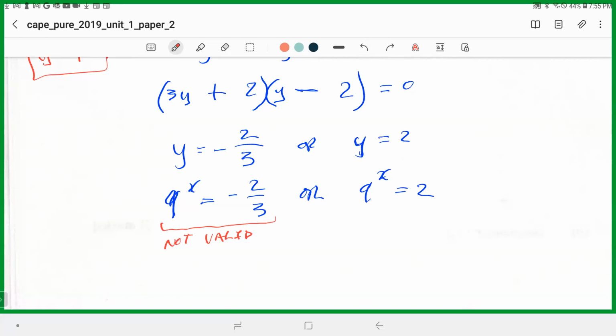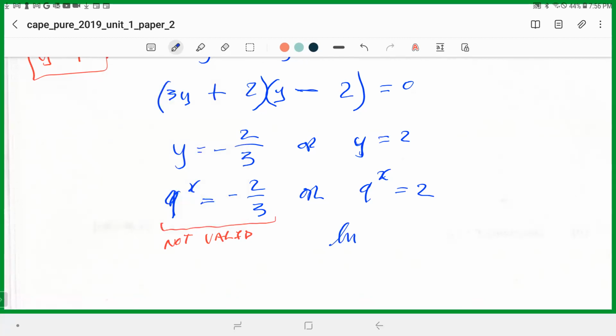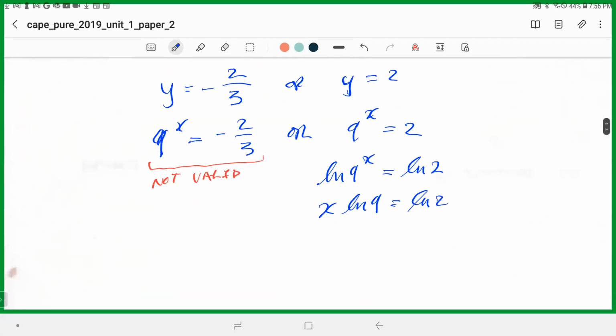So we solve this one now. We want to get x out of the power. What do we do? Take logs on both sides. Pure math students doing this paper have to take ln of both sides. So you do ln 9 to the x equals ln 2. Add math students will just write lg instead, for log to base 10. Then the power comes to the front, so it becomes x ln 9 equals ln 2. Divide by ln 9: x equals ln 2 over ln 9.